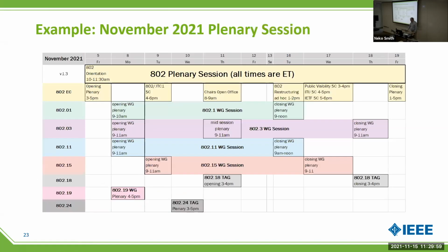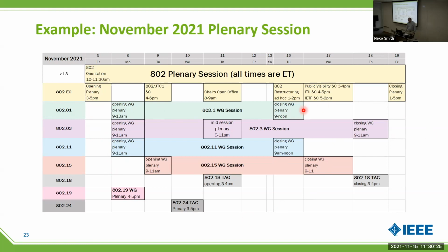And this is an example of a plenary session. This is the plenary session that we're having right now. It started back on the 5th of November, going through the 19th. There are several executive committee meetings, and each of the working groups splits up into their own particular working group sessions. And this is a typical plenary session in the virtual domain.